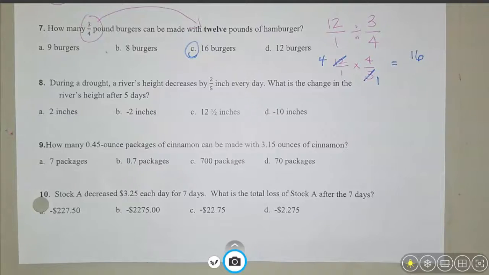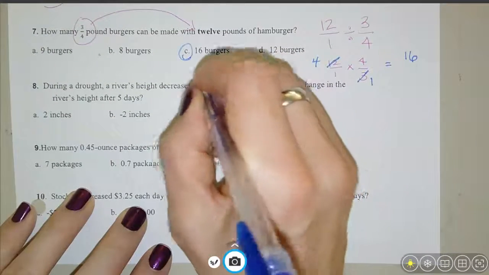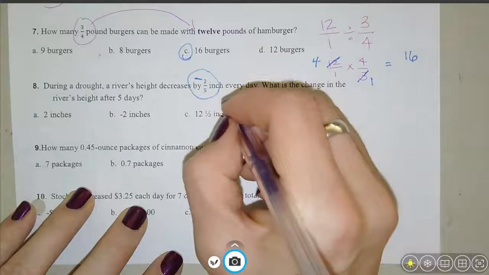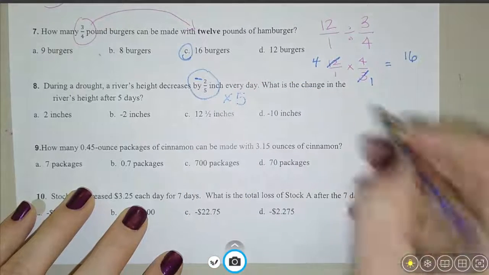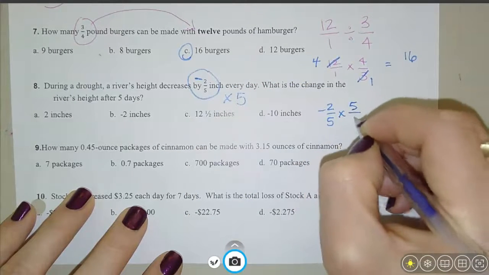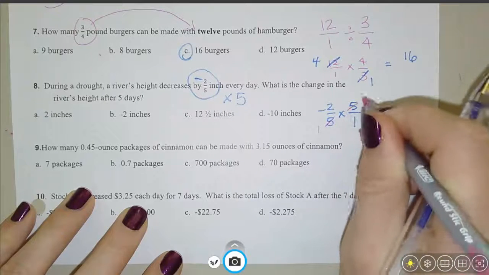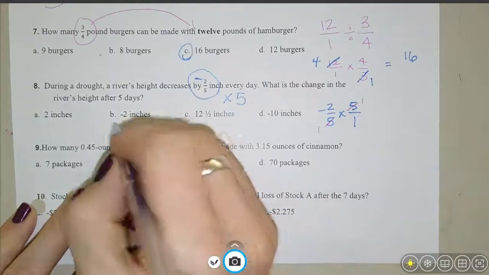Number 8. During a drought, the river's height goes down. It decreases 2/5 of an inch every day. What's the change over 5 days? Well, now it's changing, so negative, it's going down 2/5 every day times 5 days. So negative 2/5 times 5, or times 5/1. Cross cancel, -2.